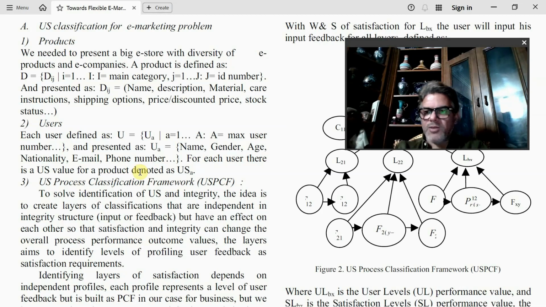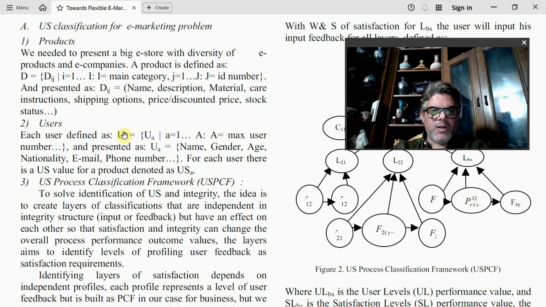So the products will be denoted as DIJ, main category, D, name, description, material, care, instruction, shipping option, price discount, stock, status, whatever. But you have to basically try to define the whole life cycle of the e-marketing, of finance, of customer support, whatever.